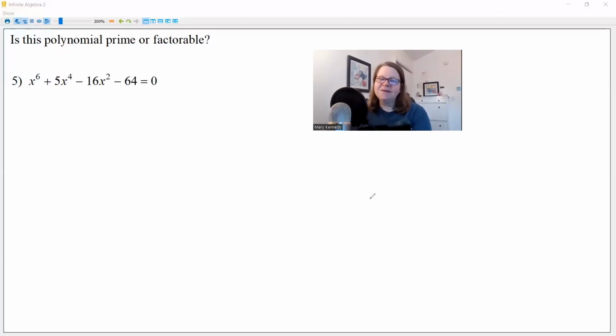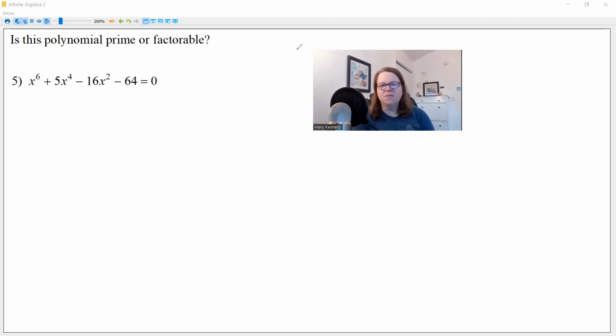All right, let's take a look at this one. This is a good little challenging problem. Is this polynomial prime or factorable? If it's prime, it cannot be divided by anything beyond 1, right? And so it could be factorable.